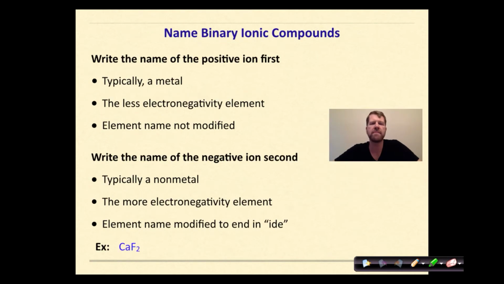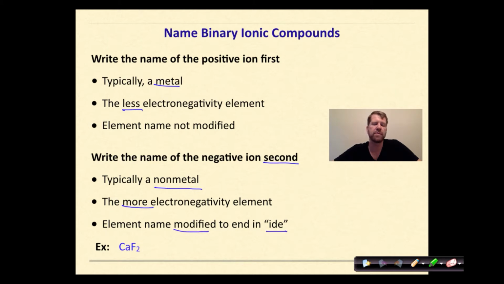Let's look at naming binary ionic compounds. The first step is to write the name of the positive ion first. Typically, this is the metal, and metals typically are the less electronegative element in an ionic compound. The first name of the binary ionic compound is not modified, meaning the element name is used. Then you write the name of the negative ion second. Typically, this is a nonmetal, and usually the nonmetal is the more electronegative element in the ionic compound. The element name for the negative ion is modified to end in the suffix "ide."